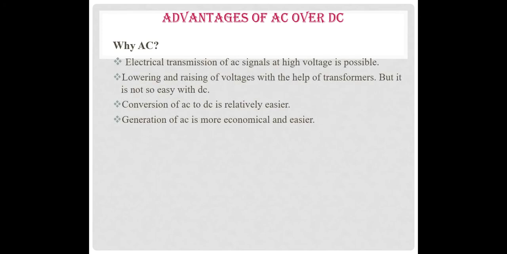An AC signal is not only represented by a sine wave. It can even be a triangular wave, a square wave or a complex wave. The only thing is it should vary with time.